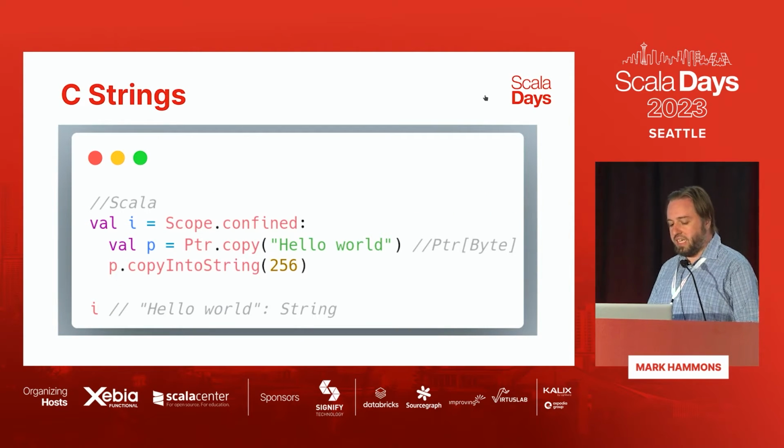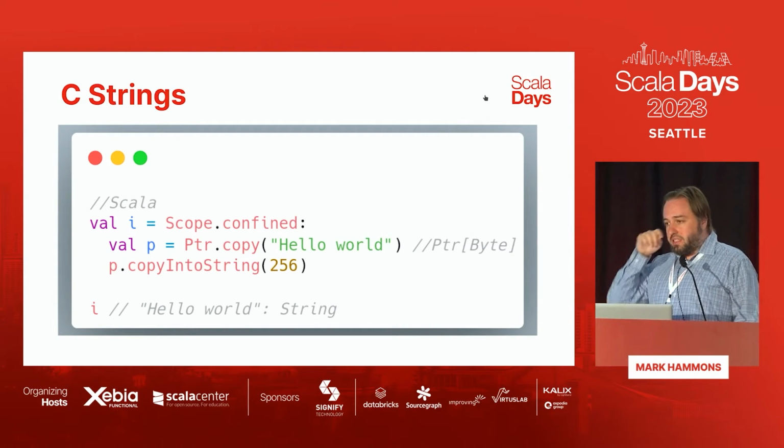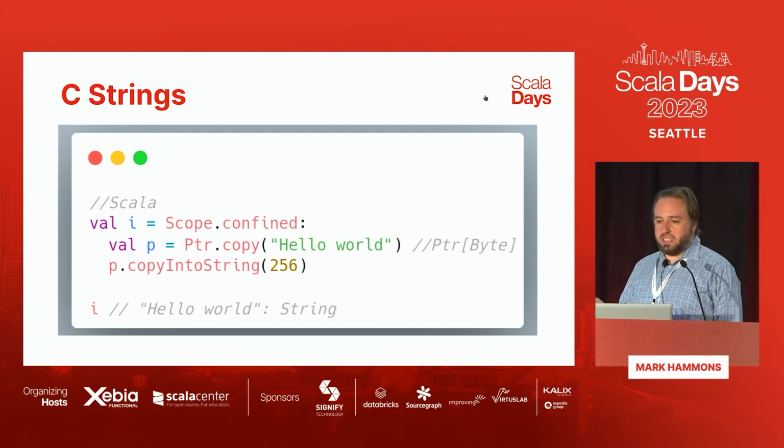We can see here how in Slinc you can copy strings into C and back out. You use the pointer.copy method as before. This returns a pointer of byte. The reason for that is because in C, typically a string is a pointer to a character, but in Java, a character is 16 bits long as opposed to in C, where it's typically 8 bits long.